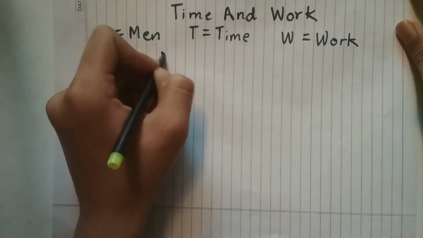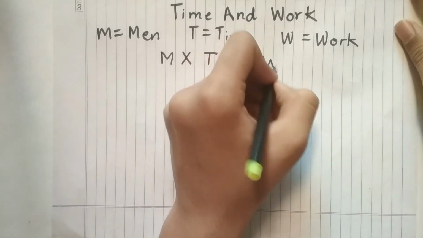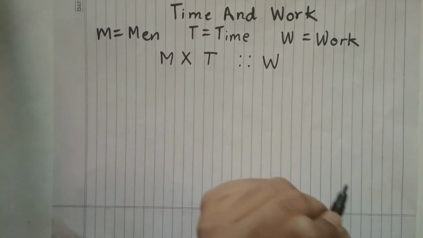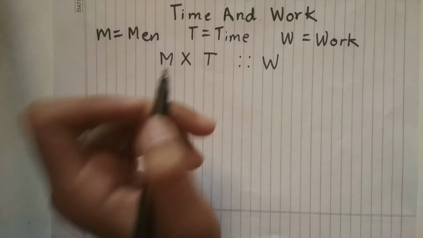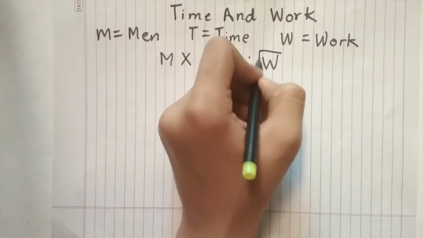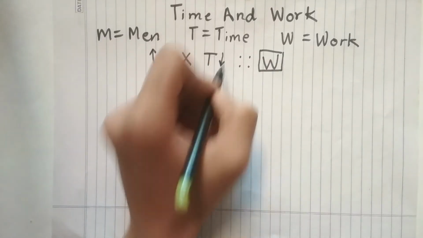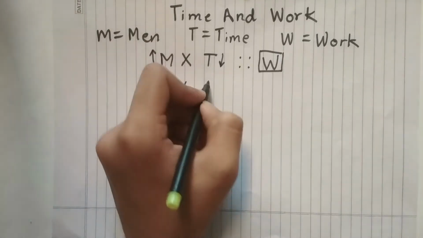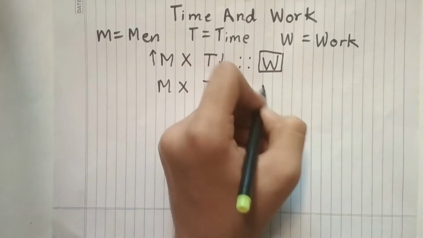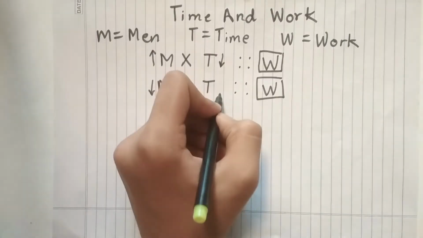So, m into t is proportional to work, where the speed of men is the same in each condition. When we want to keep the work constant and increase the men, we need to decrease the time. And when we want to keep the work constant and decrease the men, then we will need more time.